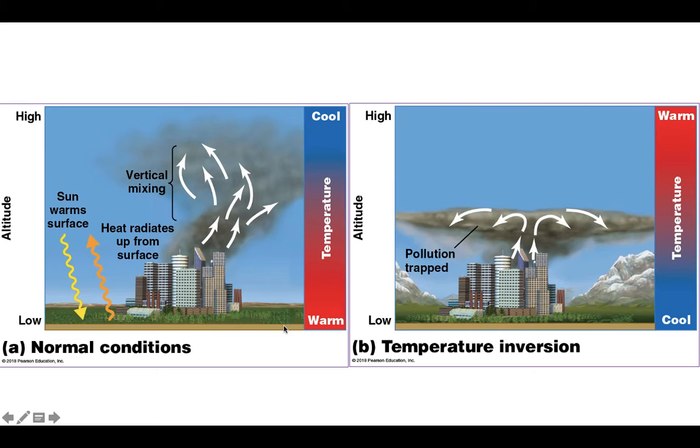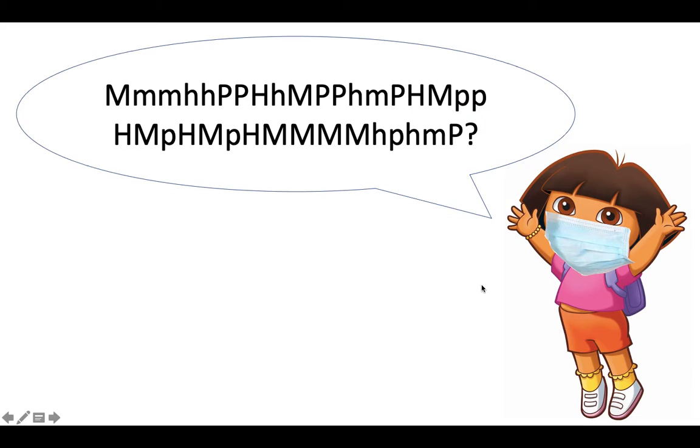Under normal conditions, as you go up in altitude, it gets colder, and that allows for vertical admixture of the air, allows pollutants to escape. But in a temperature inversion, the warm air is at the top, cool air is at the bottom. Cool air sinks, warm air rises, so there's going to be no mixture between these layers, and the pollution is going to get trapped above the city.